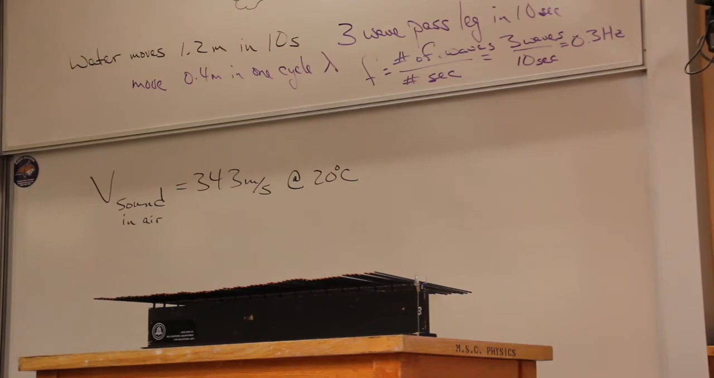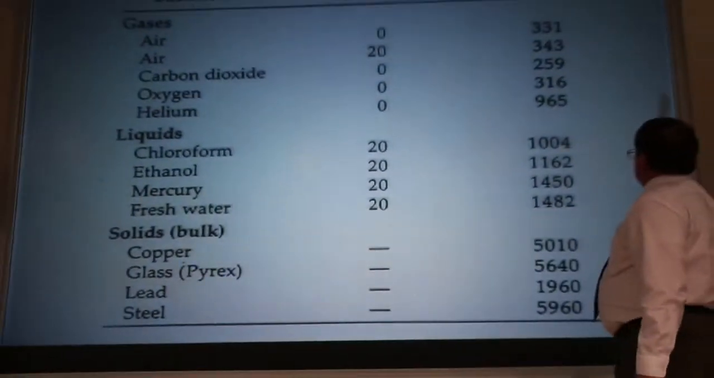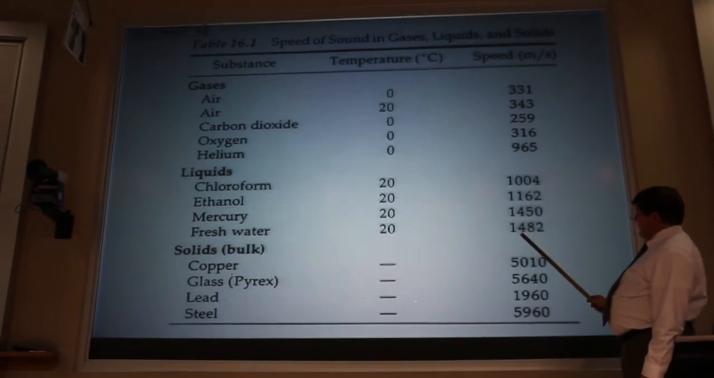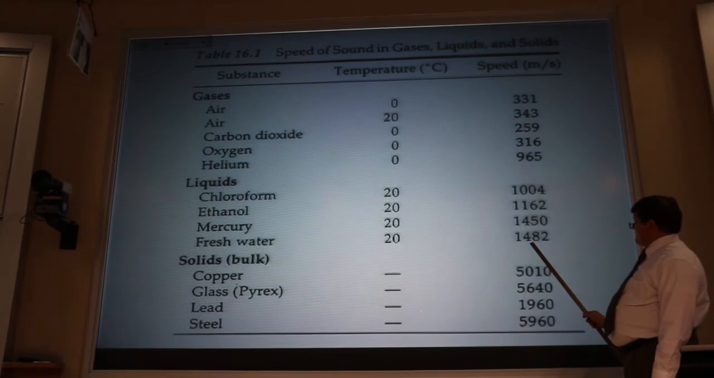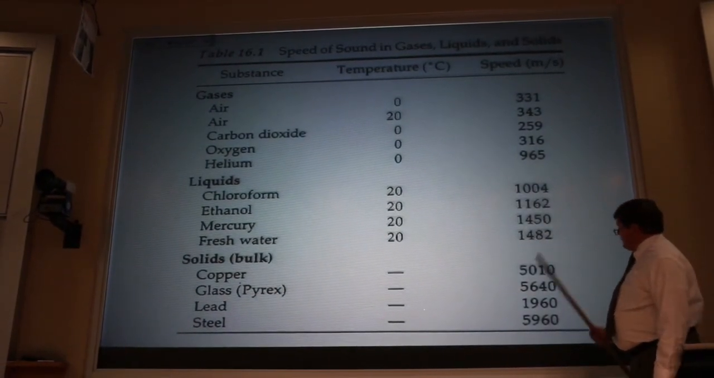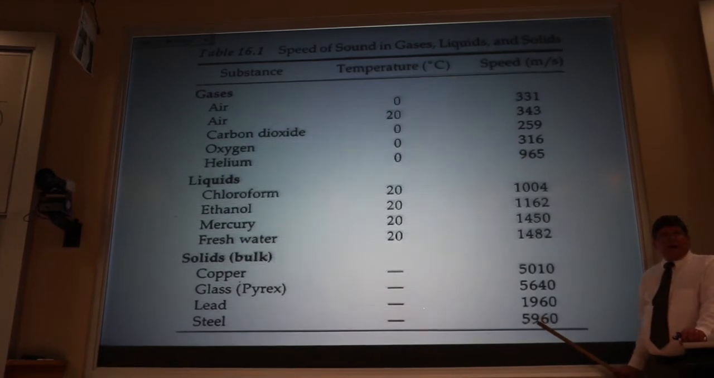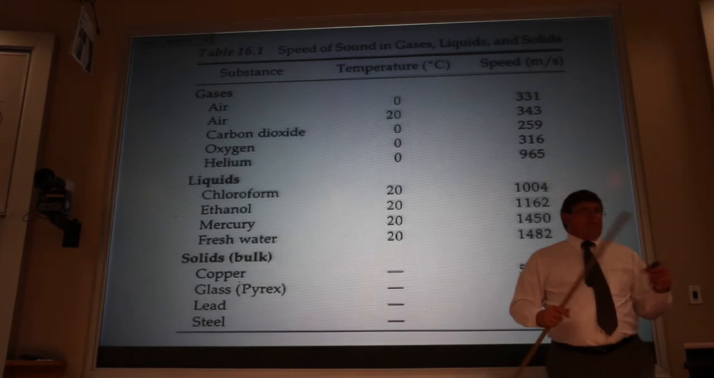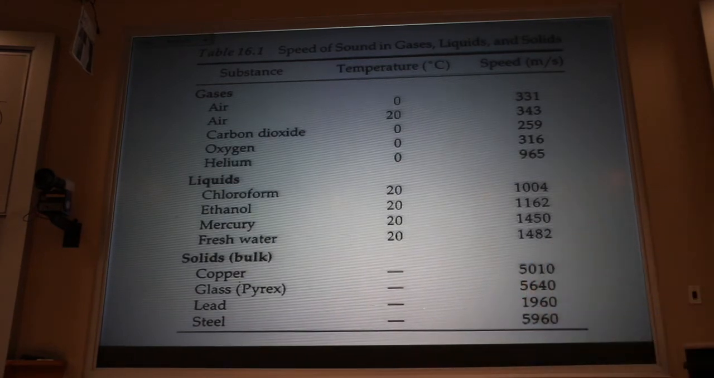Now, if we look at this table, we can see that there's the speed of sound in air at room temperature. Here's the speed of sound in water at room temperature. And you can see that it's roughly 4 times faster. And then if we look at the speed of sound in something like steel, it's much, much faster, more than 11 times faster.